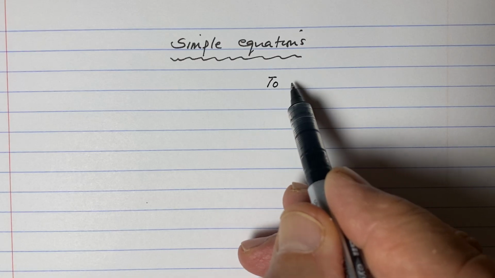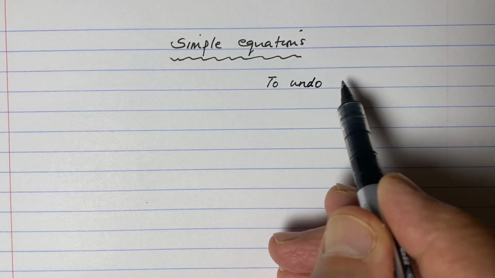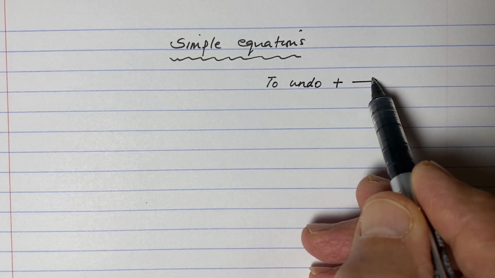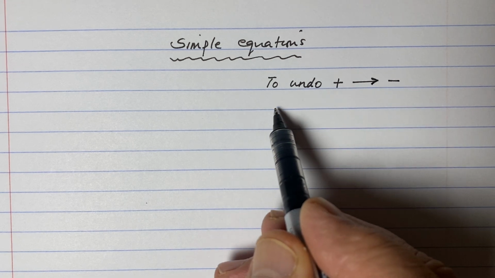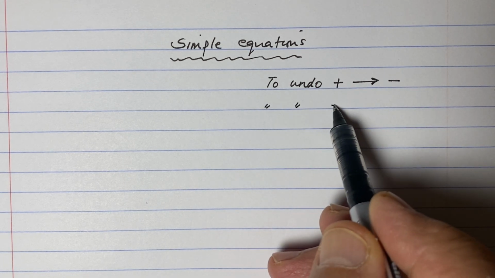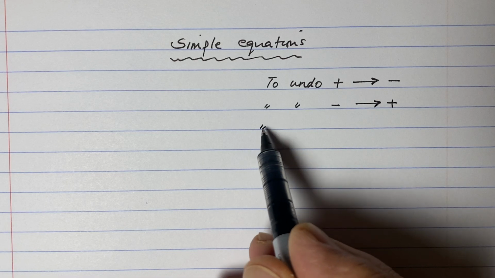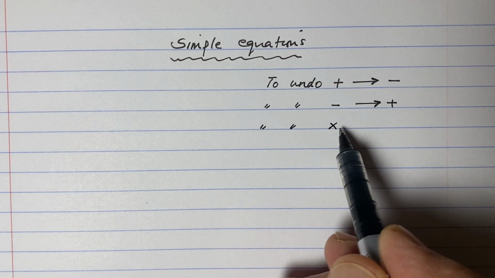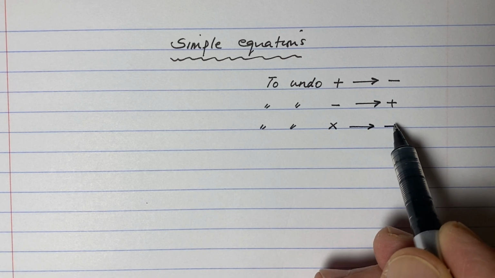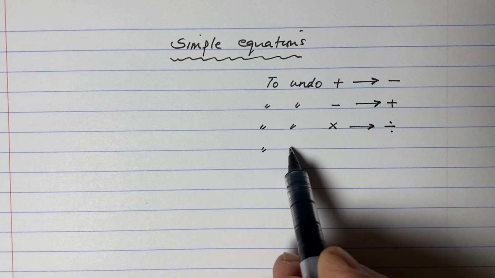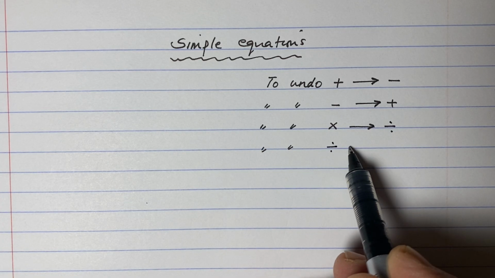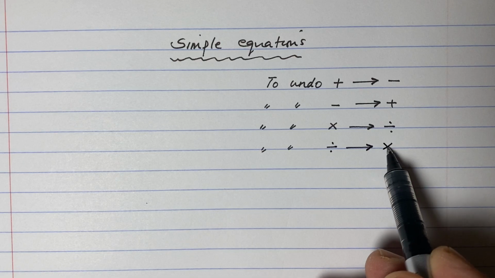In order to solve equations, you need to know how to undo certain operations. To undo add, we take away. To undo take away, we add. It's simple. To undo times, we divide. To undo divide, as you can see, is times.